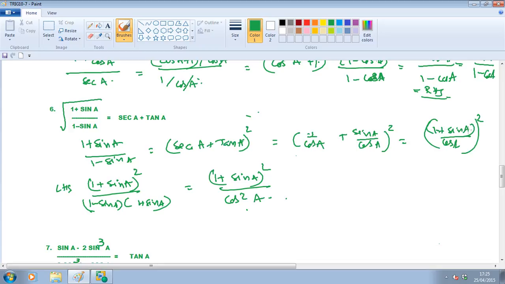So 1 plus sin A whole square, with cos A square taken out, we can write as 1 plus sin A whole square divided by cos square A. So LHS is equal to RHS. So we are getting the same result.